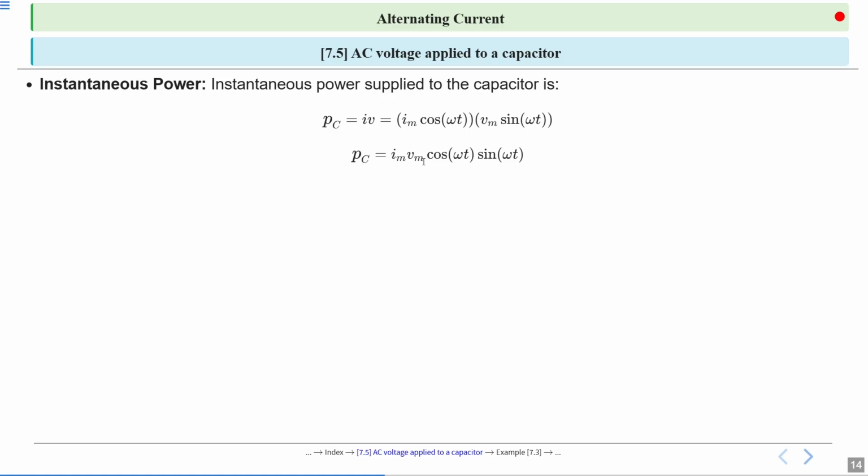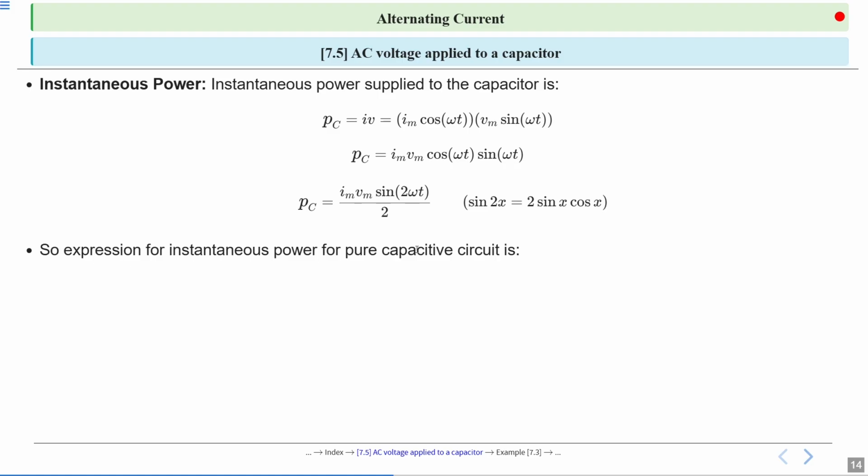So it will become Im Vm cos omega t sin omega t. Now we will apply the trigonometric identity, 2 sin theta cos theta equals sin 2 theta. After multiplying by 2 and dividing by 2, it will become 2 sin omega t cos omega t upon 2. So in the numerator, it will become sin 2 omega t. So it will become Im Vm sin 2 omega t upon 2, because sin 2x equals 2 sin x cos x.